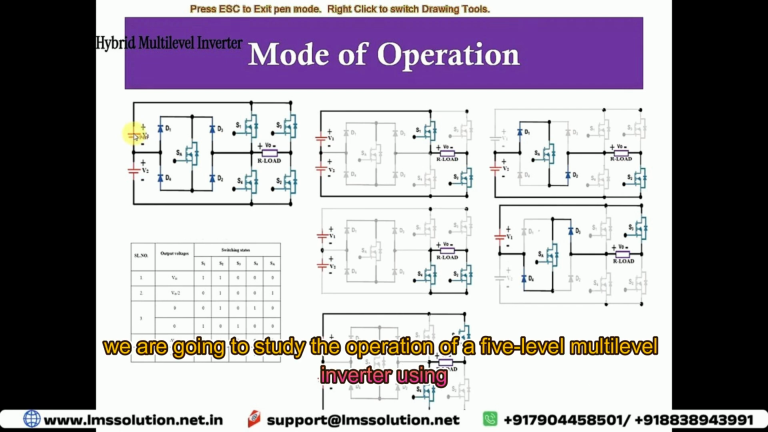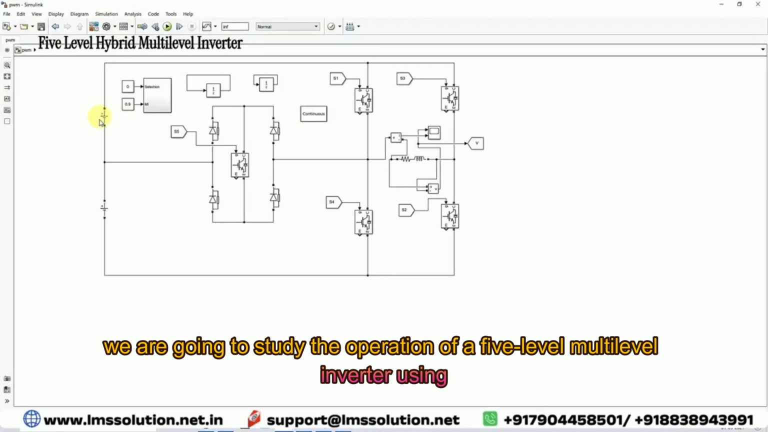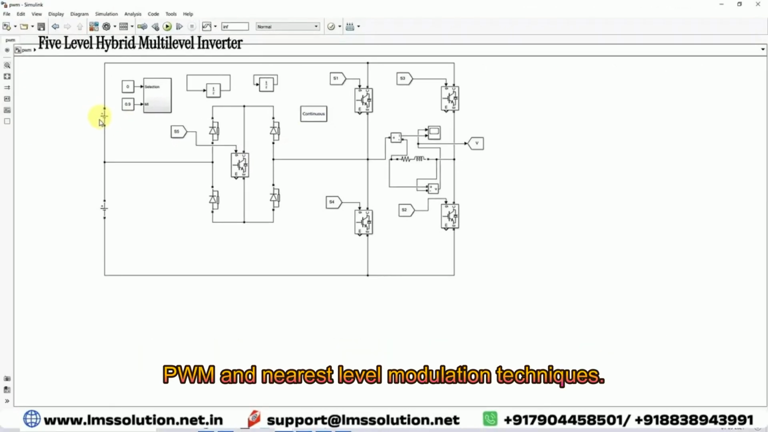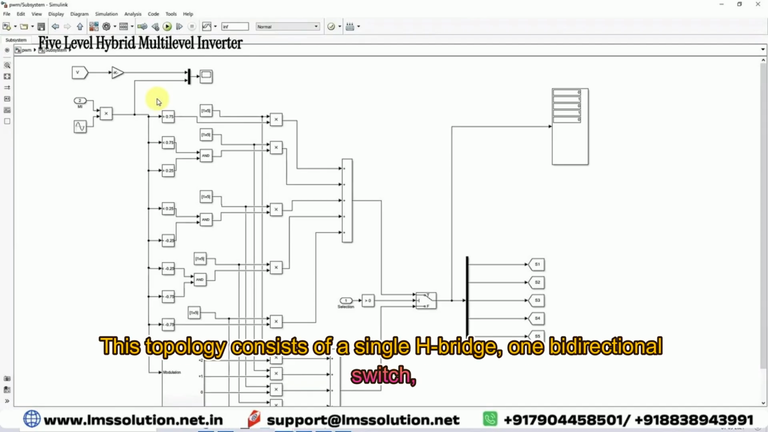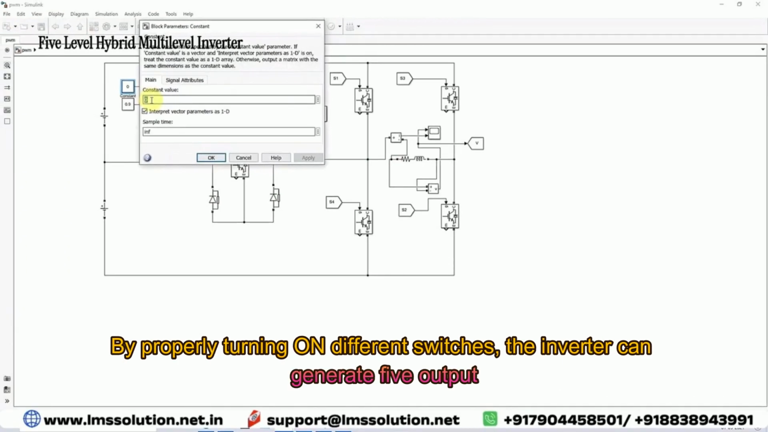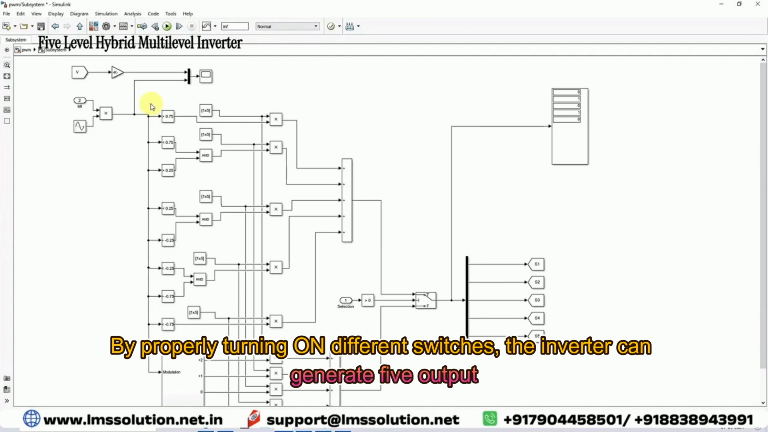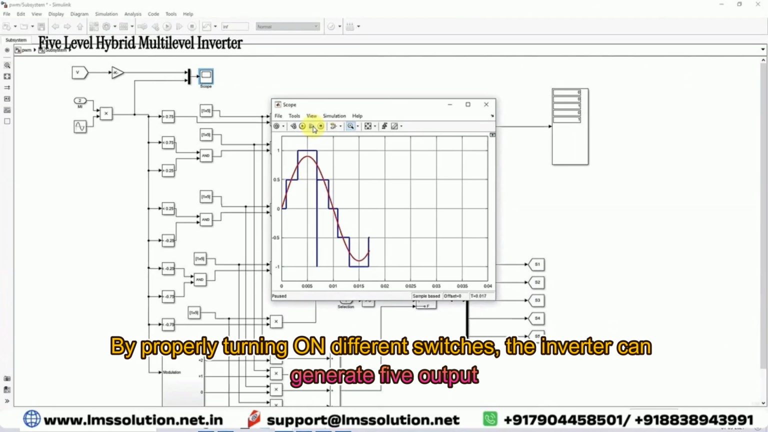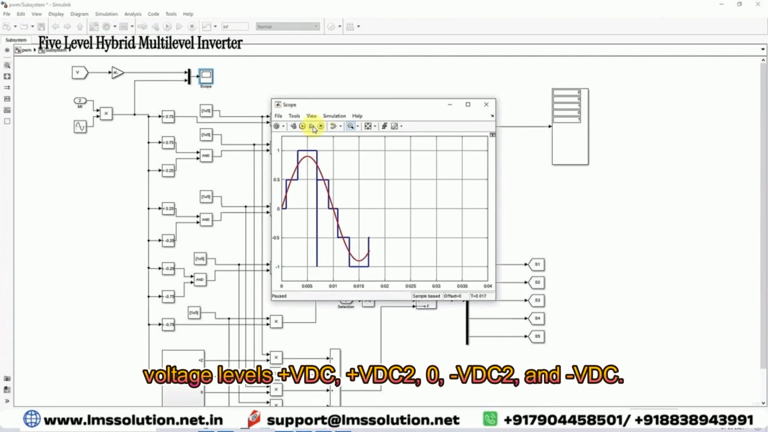In this video, we are going to study the operation of a 5-level multi-level inverter using PWM and nearest level modulation techniques. This topology consists of a single H-bridge, one bidirectional switch, and two DC voltage sources. Each source is considered as VDC2. By properly turning on different switches, the inverter can generate 5 output voltage levels: plus VDC, plus VDC2, 0, minus VDC2, and minus VDC.